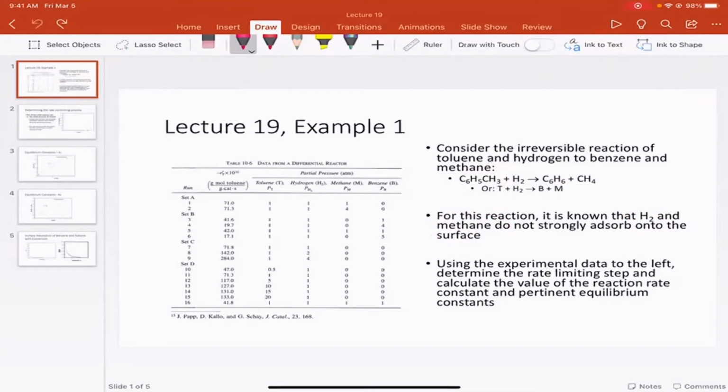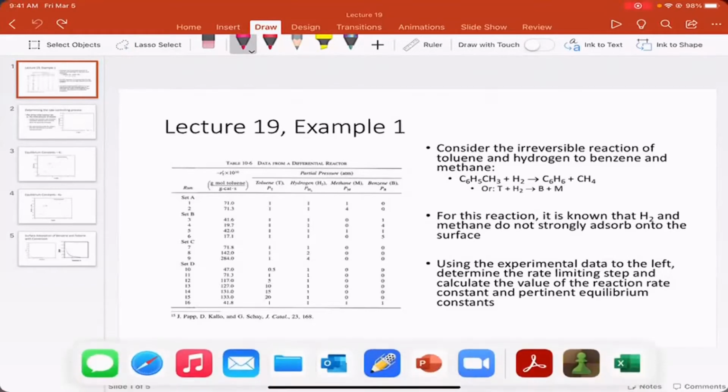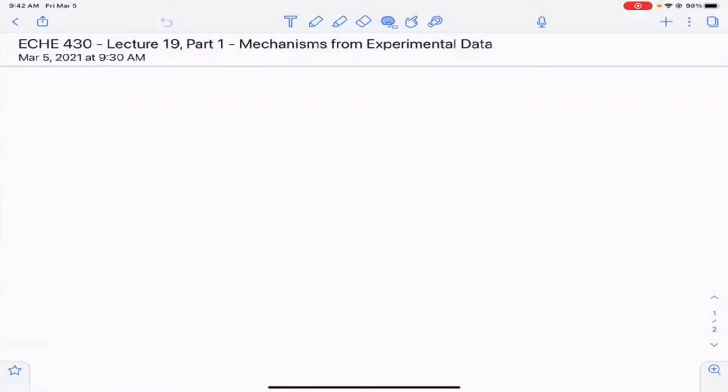And then what we're asked to do is to use the experimental data to the left to determine the rate limiting step and to calculate the value of the reaction rate constant and the pertinent equilibrium constants that we're going to come across in solving this problem. So the first thing that I want to do when I look at this is just write the overall reaction, right? We have T plus hydrogen gives us benzene plus methane.